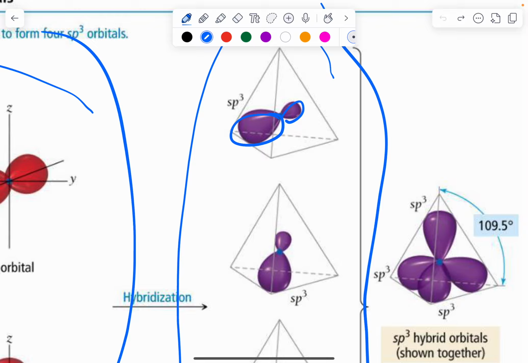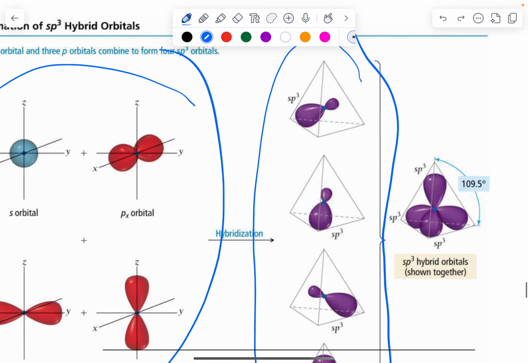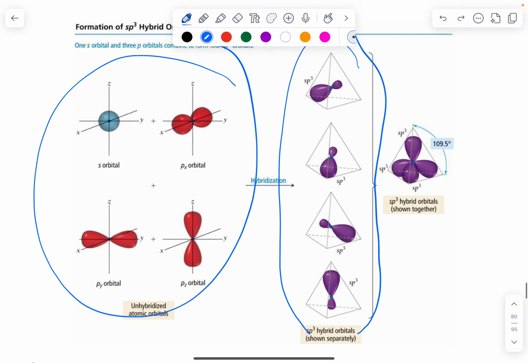And the thing that makes a whole lot of sense and matches with what we see in the molecule CH4 is that they are all 109.5 degrees apart. Okay, so we start with 4 orbitals, we end with 4 orbitals, and the 4 orbitals we end with, their shape corresponds to the shape of the molecule itself.